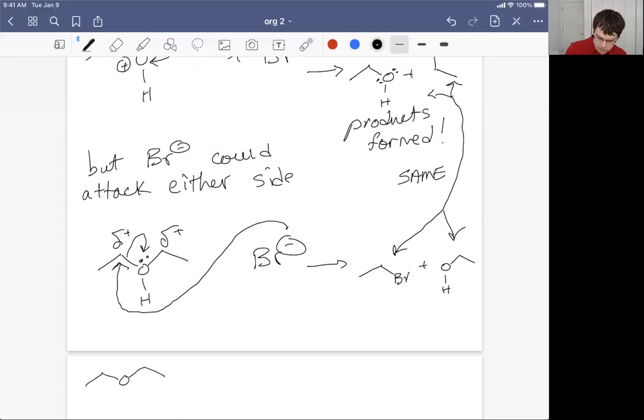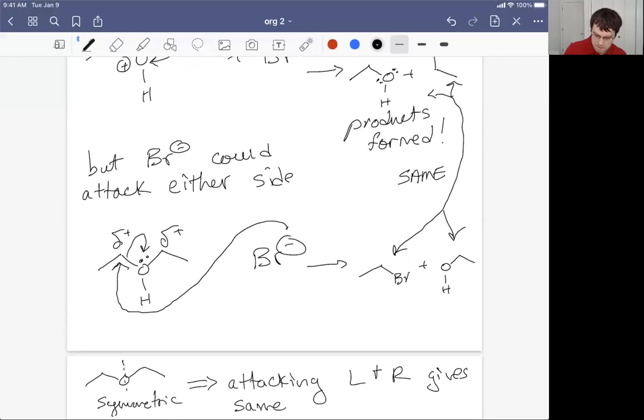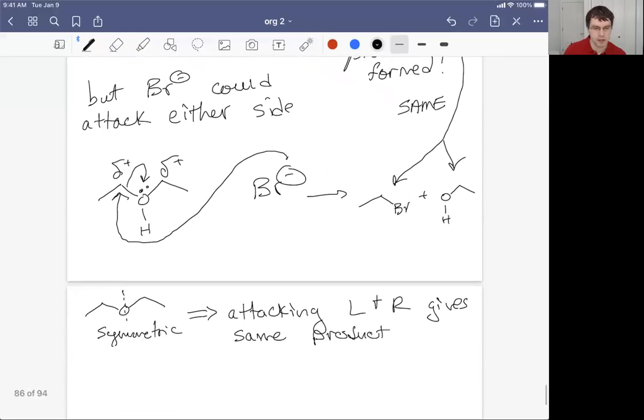So this molecule has a plane of symmetry. This is symmetric. And what that means is attacking the left and right gives the same product. Okay. So what if we lose that symmetry? Let's make one side a methyl group and the other side an ethyl group. This would be ethyl methyl ether if we're trying to name this.